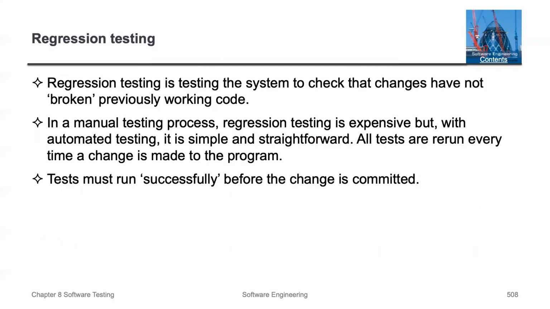Regression testing is testing the system to check that the changes have not broken previously working code. In a manual testing process, regression testing is expensive, but with automated testing, it is simple and straightforward. All tests are rerun every time a change is made to the program. Tests must be successful before the change is committed.